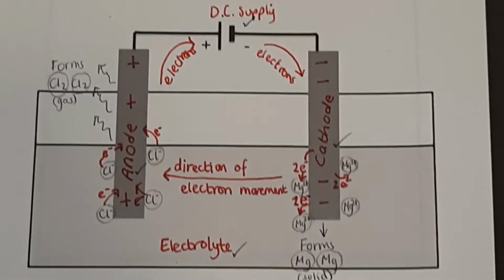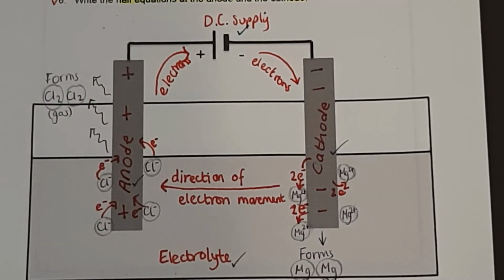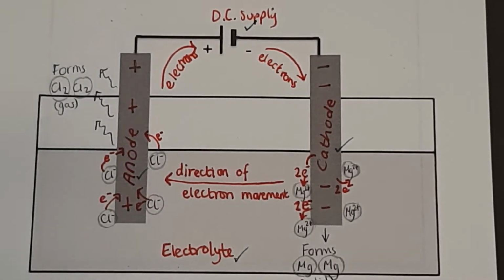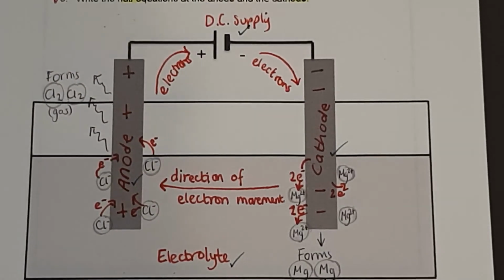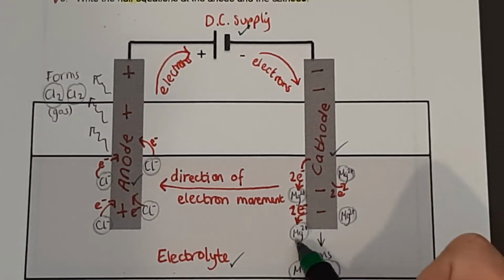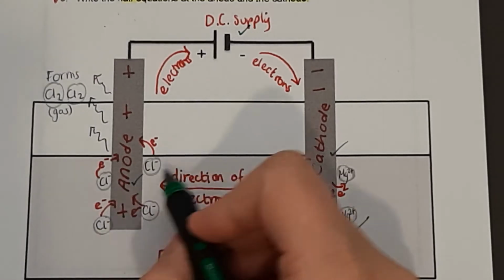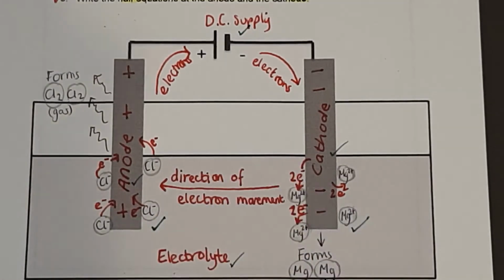Okay, part 2. Draw the ions of magnesium and the ions of chloride next to their appropriate electrodes. So here I've drawn my magnesium ions, Mg2+, next to the cathode, and next to the anode I've drawn the chloride ions, Cl-. Okay, so if you've done them both correctly, then you can have 2 marks. If you've got them mixed up, then you can't have any marks, I'm afraid.